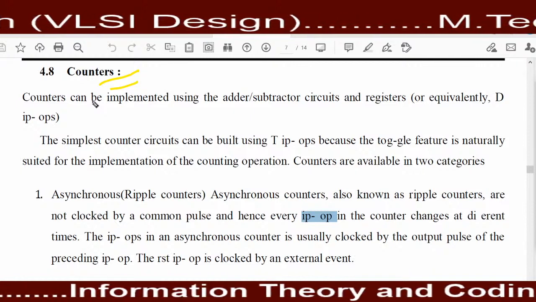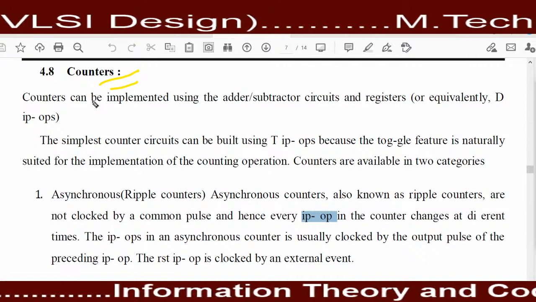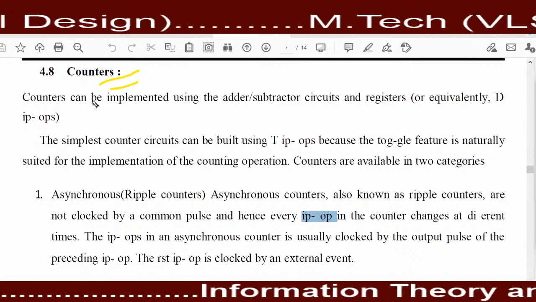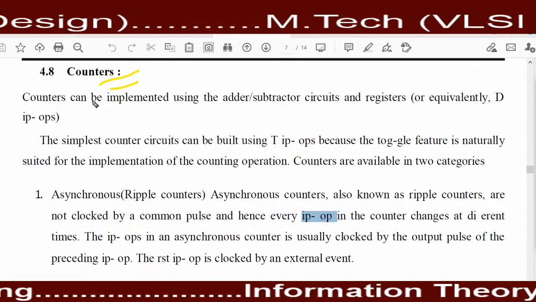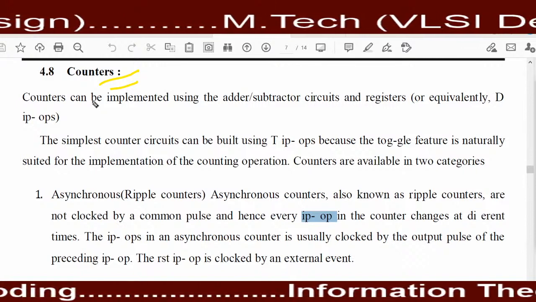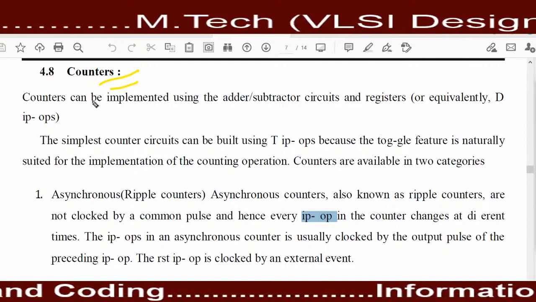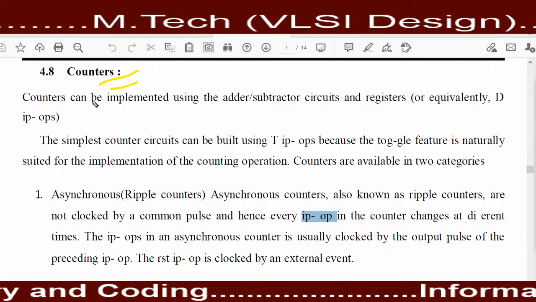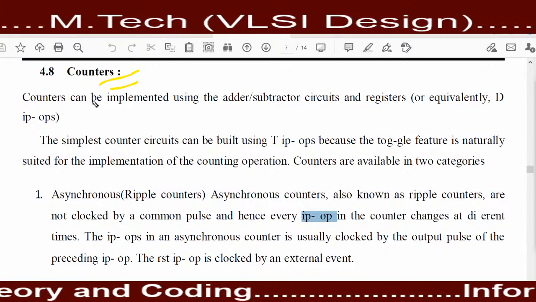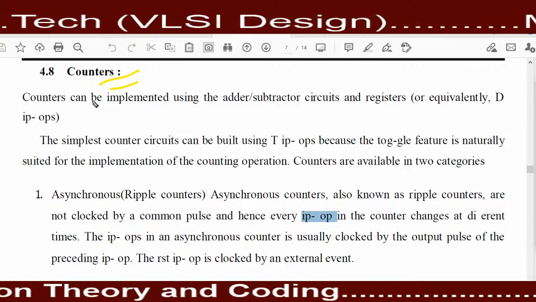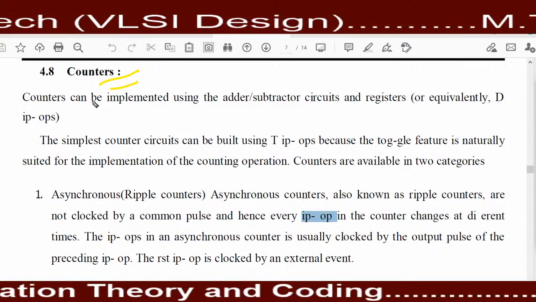Now why do we use these counter circuits? Counter circuit is mainly used to count the clock pulses that are provided in the circuitry. Now the question arises, what is a clock pulse? So clock pulse is nothing but a time interval that is provided to any combinational or sequential circuits.